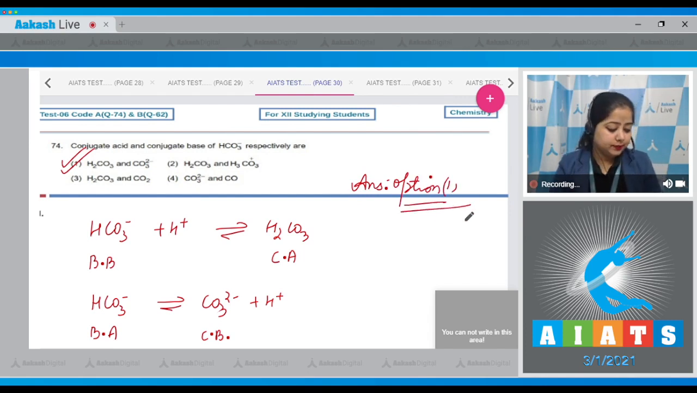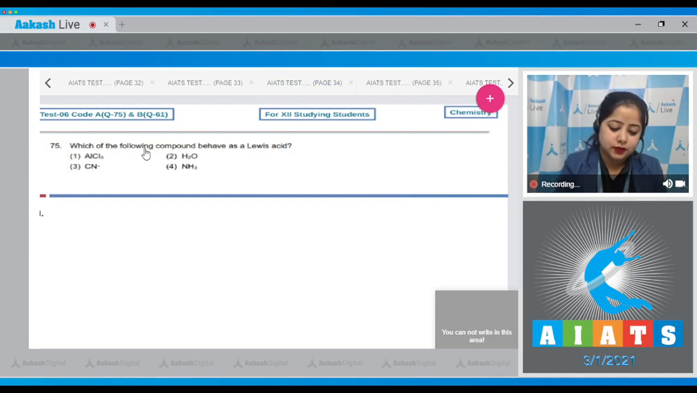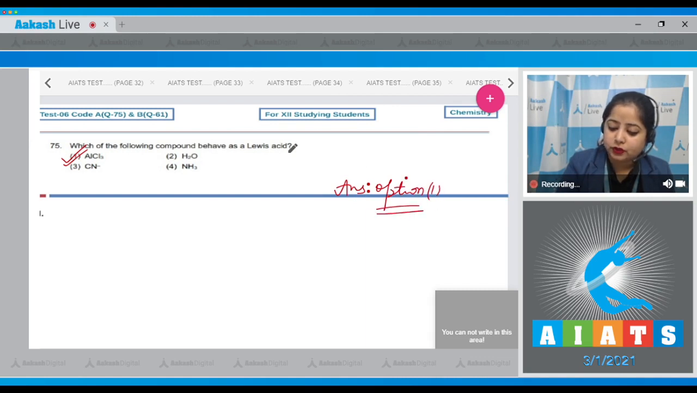Moving to next, which is question number 75. Let's read it. Which of the following compound behave as a Lewis acid? Students, Lewis acids have the ability to accept a pair of electrons. So here aluminium chloride accepts a pair of electrons because it is electron deficient in nature. That means the correct answer is option number 1. Moving to next.